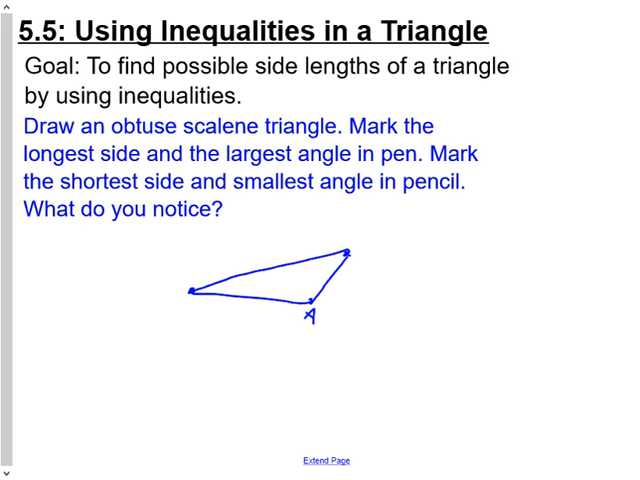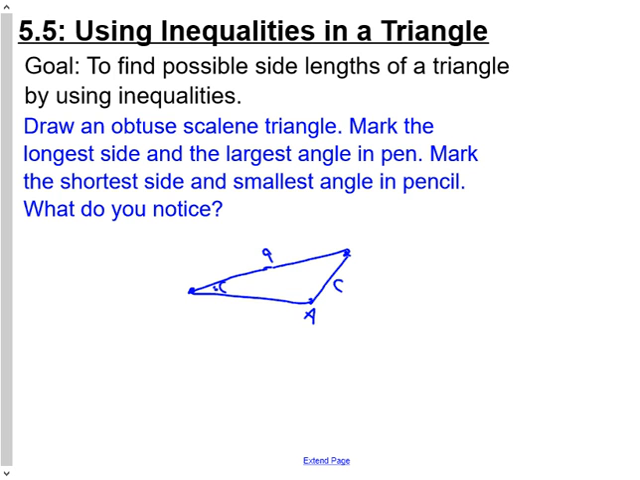What sides are largest? This side's our largest. Supposed to be an A, not a 9 looking. What about the smallest? This angle definitely looks small. We'll call that one C. And this side's the smallest. So what do you notice?